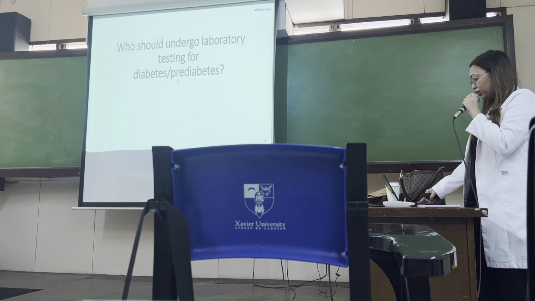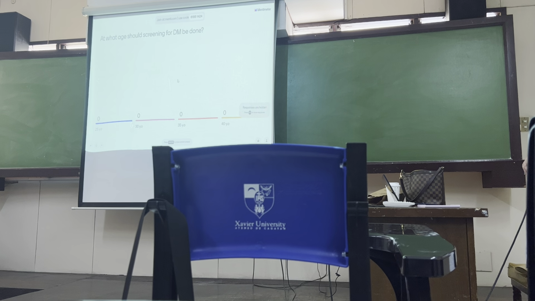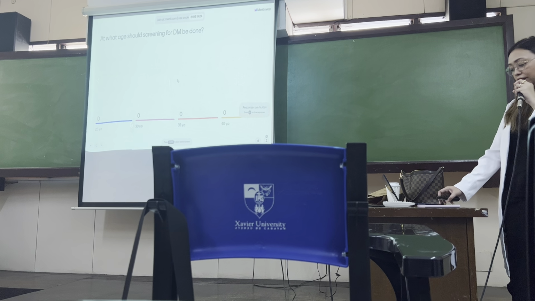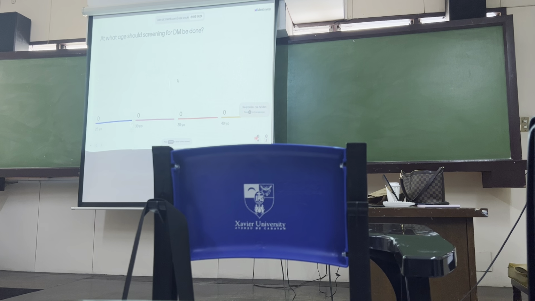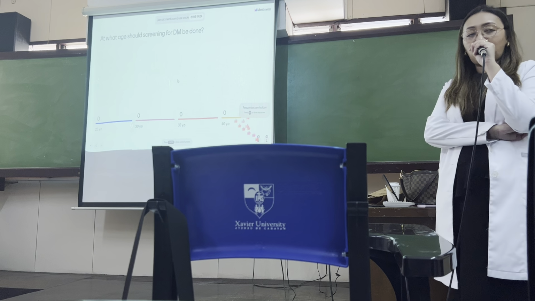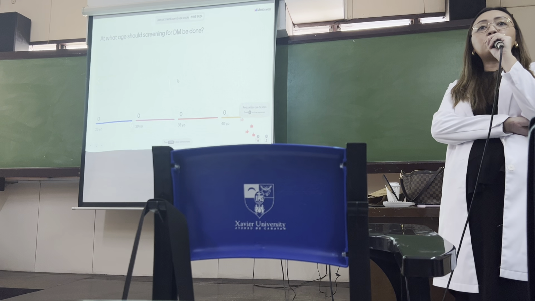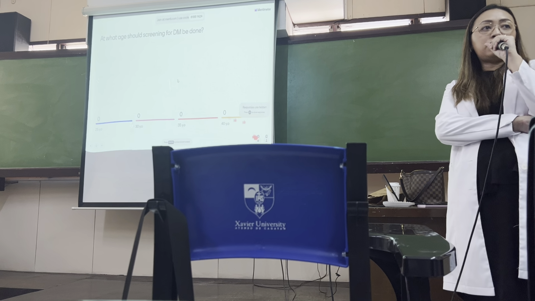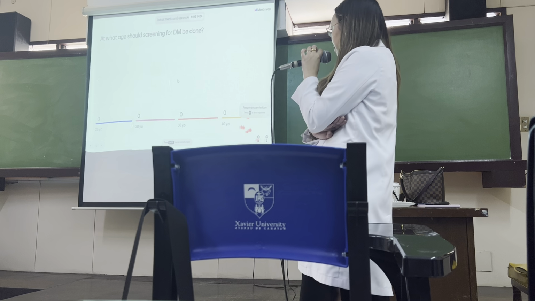Now, what about type 2 DM? Question here. At what age should screening for DM be done? For Filipinos, A, 25, B, 30, C, 35, D, 40. So meaning, even if asymptomatic ka, the mere fact that you're a Filipino, or at what age do we start screening? Or the mere fact that, let's see.